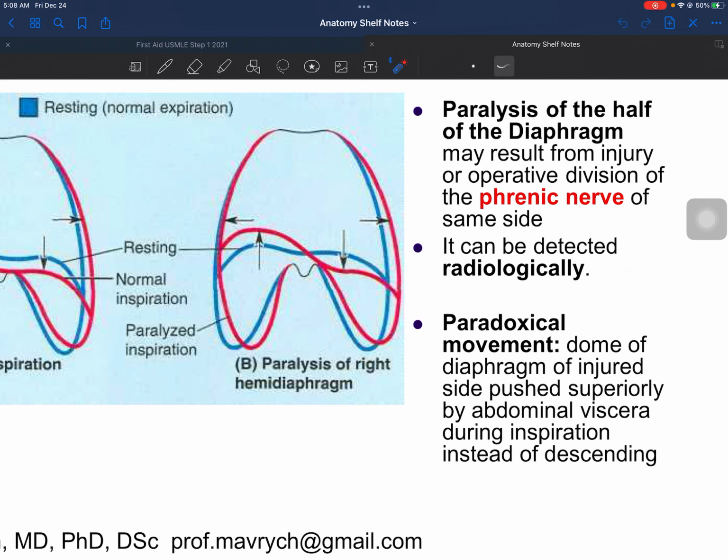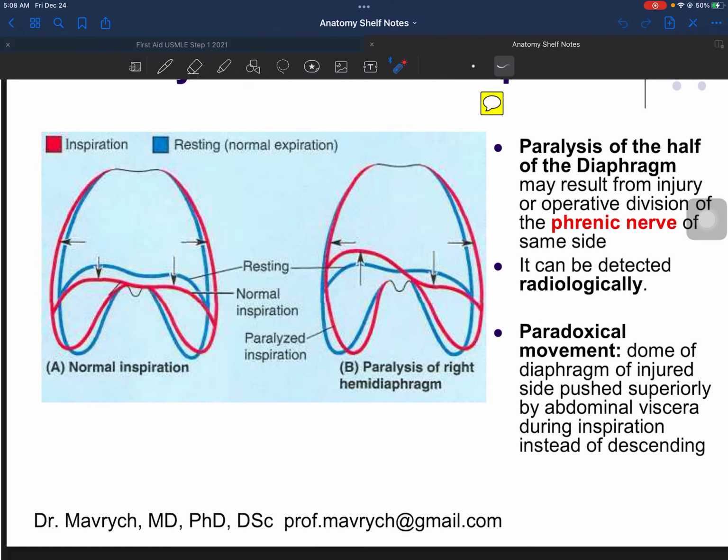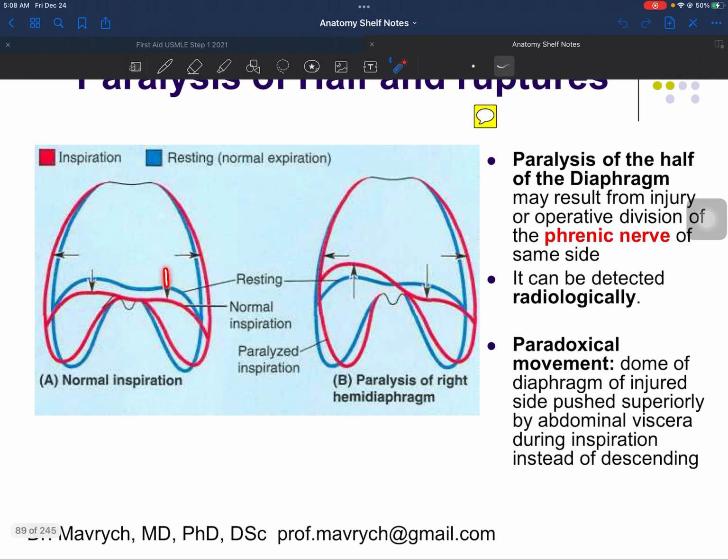So the paradoxical movement: this is the dome of the diaphragm of the injured side pushed superiorly by the abdominal viscera. During the inspiration, instead of descending, as we said earlier, if this is the diaphragm at rest and this is during the inspiration, it's going to go down. But here, with the people that have the injured diaphragm, look at the diaphragm here.